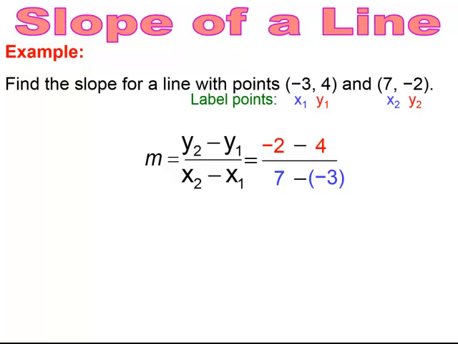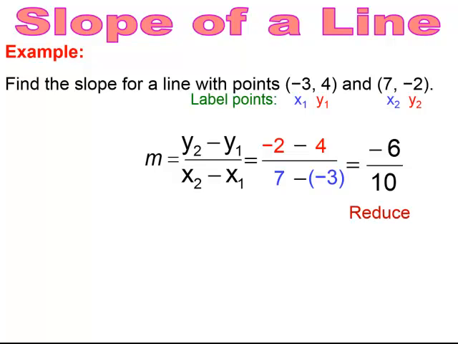And then my y2 is a -2, and my y1 is 4. So now I'm going to do the evaluation, the arithmetic here, and that double negative is going to change to a plus, so I'm going to end up getting a -6 over +10. So now I have the slope of the line, and whenever you're given a slope that is a fraction that can be reduced, you have to reduce the fraction.